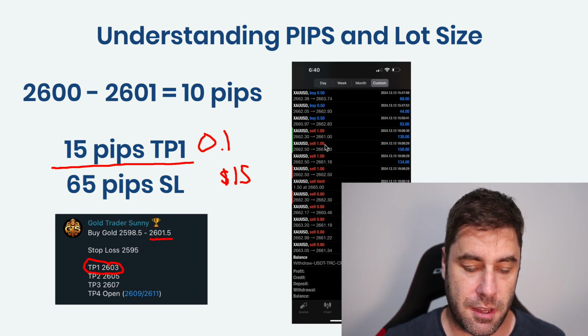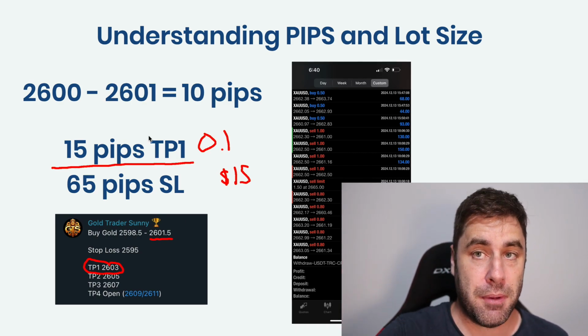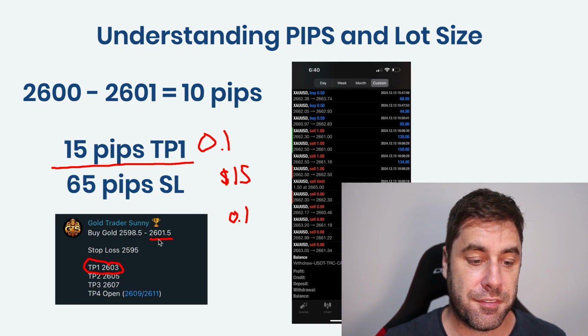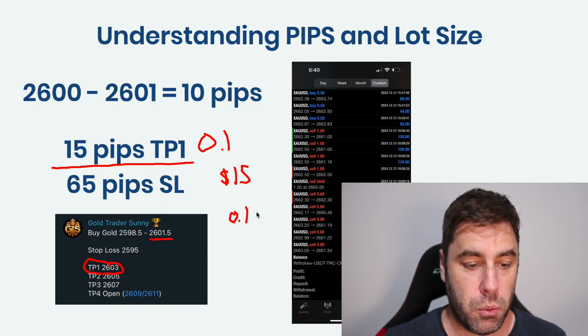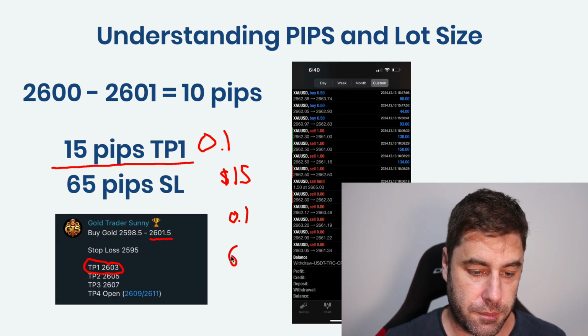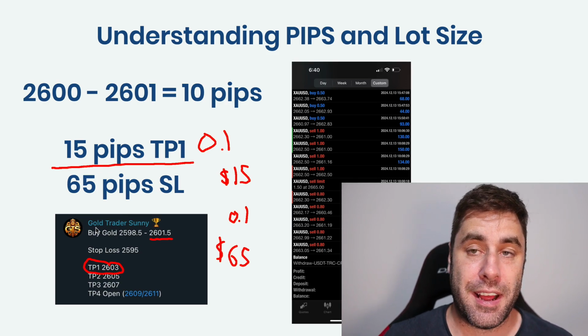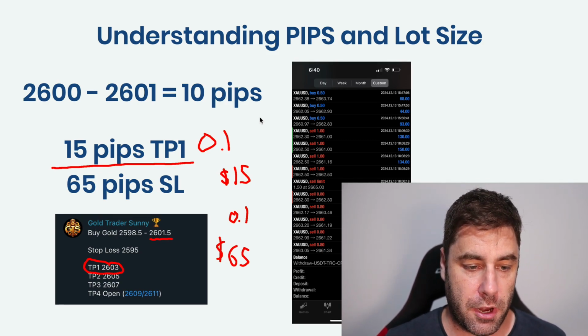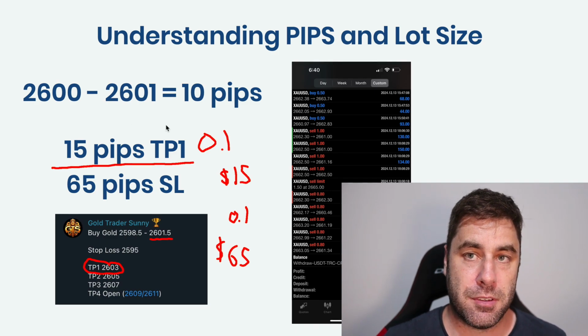So here's some lot sizes here. Now, keep in mind, if we had hit stop loss, at 0.1, where the stop loss is 65 pips away, we would have lost $65, okay? However, this guy has a win rate of like 95%, so you're usually always going to make money with his trades. So that's what pips are.